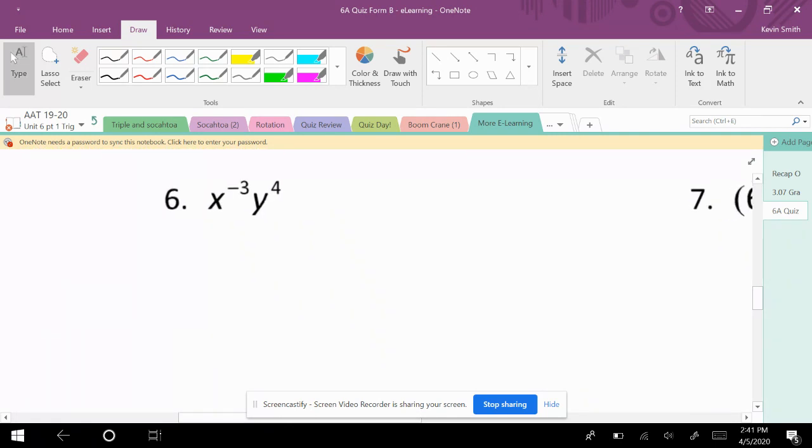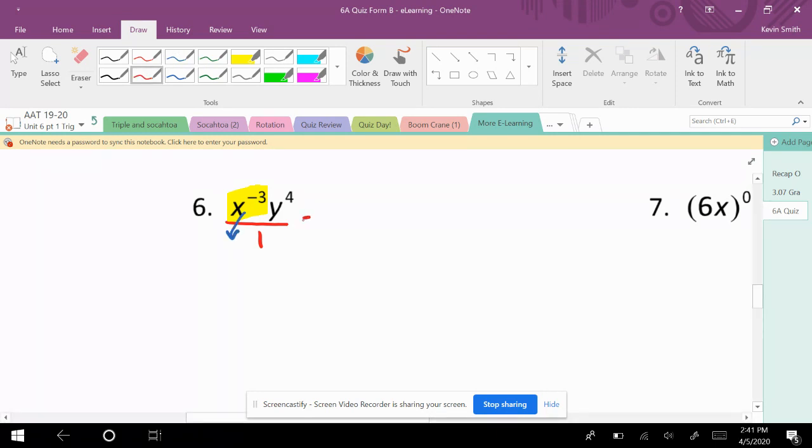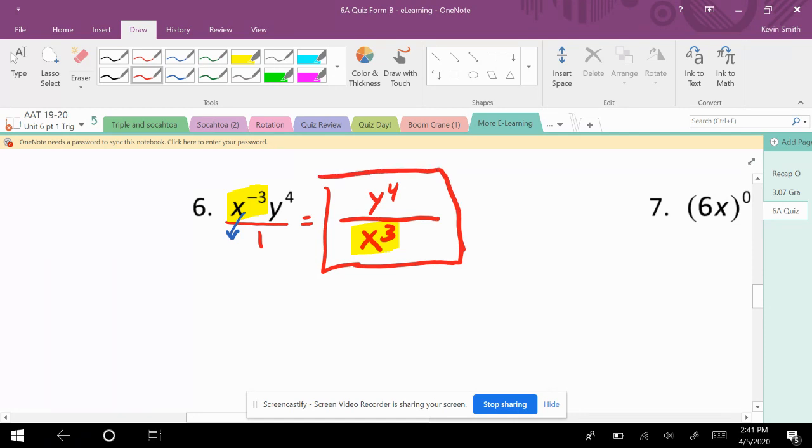Okay, number 6. So now we've got a negative exponent in there. This whole thing is divided by 1. I like to draw that first because it makes it a little bit easier to get this guy downstairs in the denominator. So my x to the negative 3 goes downstairs and becomes x to the positive 3. And y to the 4th will just stay where it is. And that's it.